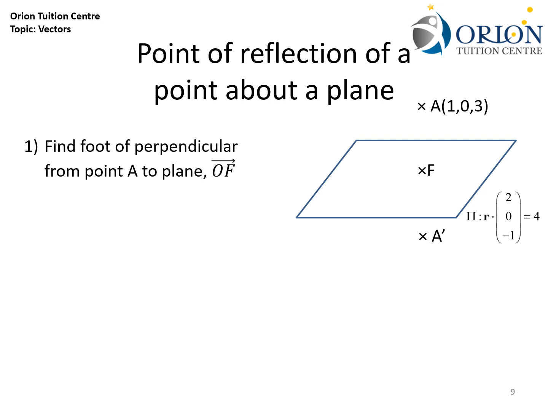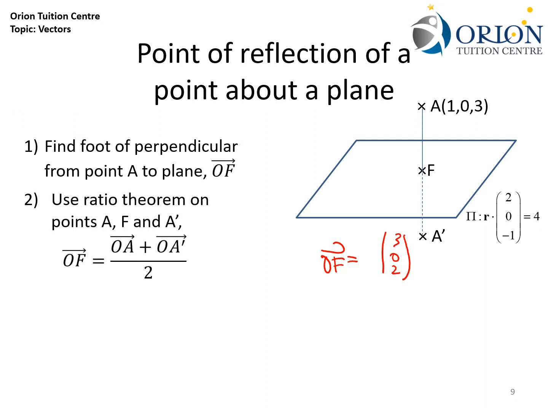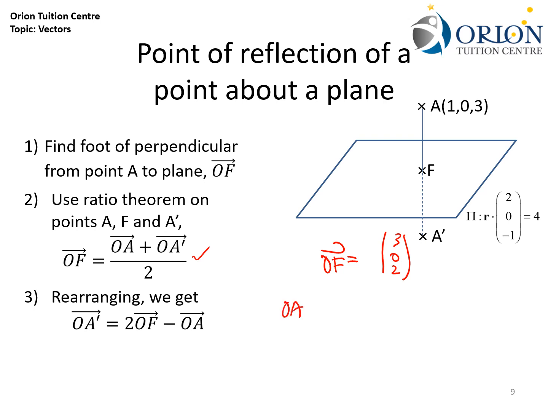From earlier, we know that OF is equal to (3, 0, 2). Once we find OF, the next step is to again identify that point F is the midpoint between point A and A prime, and therefore we can use the ratio theorem to come up with this equation. Once we have this equation, we can rewrite it to find OA prime. So we can say that OA prime is equal to 2(3, 0, 2) minus (1, 0, 3), and this gives me (5, 0, 1), which is the position vector of the reflected point.